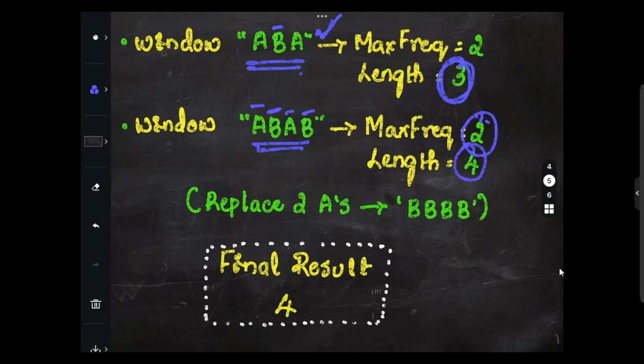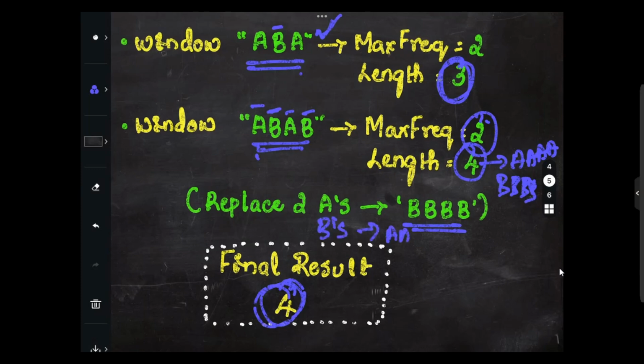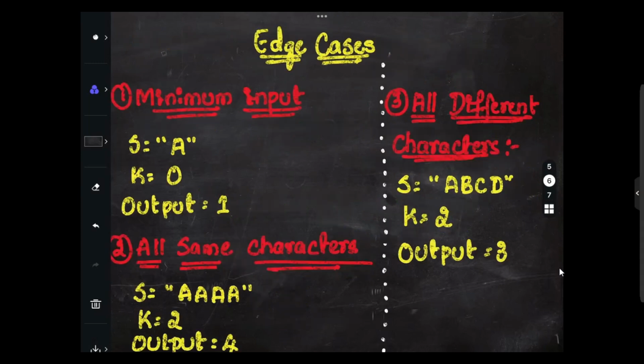Length AB, after converting this one, either A or B, the length will be 4, right? So the length will be 4. Either you can consider this one A or B. So we will replace 2 A's here. You can replace 2 B's as well. It doesn't matter. So final result is 4, right? So this is also correct. We can just replace 2 B's as well, right? This is also correct and this is also correct. So the final answer we got here is 4, the length, right?